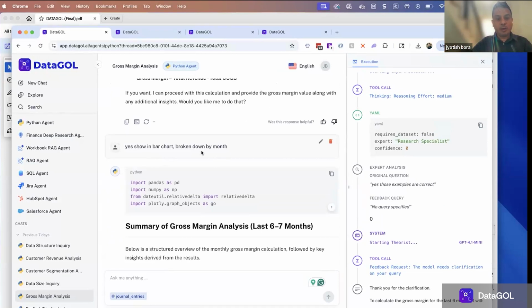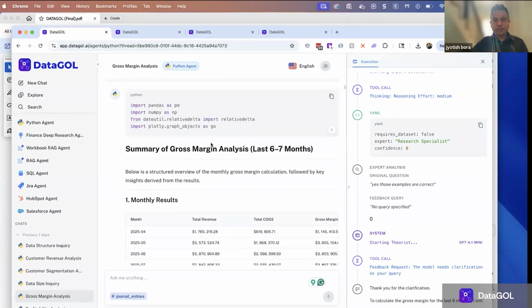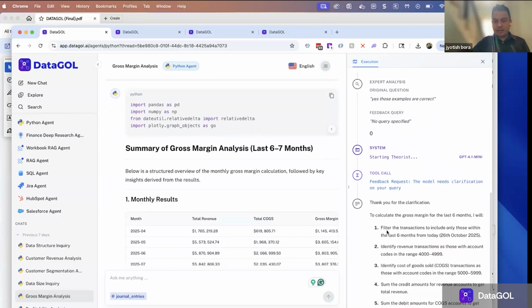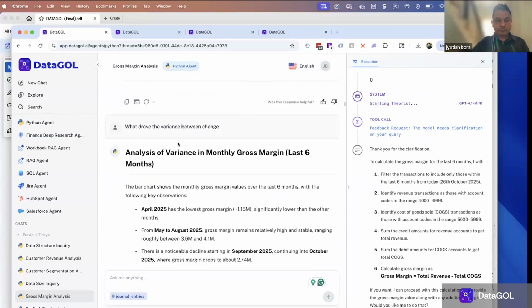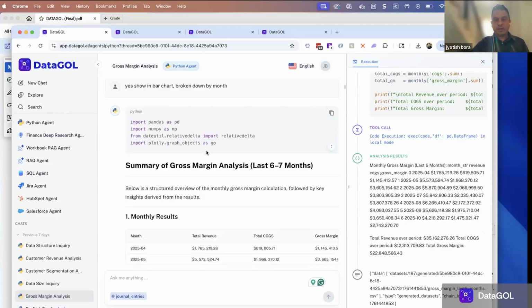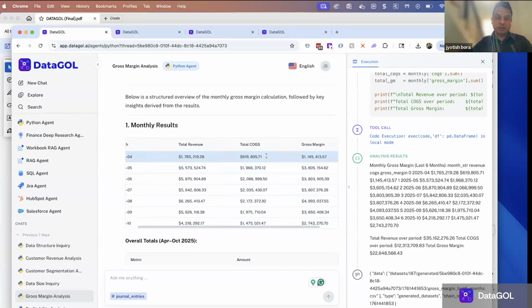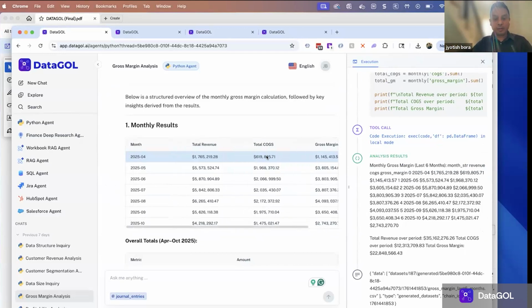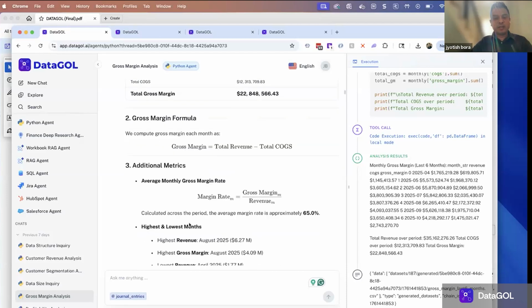Show me, do the breakdown by month and show me in a bar chart. So it goes ahead and does all the analysis, and all this time you can look here at the thinking process of the agent. Here it generated some Python code that was doing the analysis on the data set. It gave a monthly result of all the revenues, the COGS, and the gross margin broken down by month. It gave some more insights, such as what formula was used and some additional metrics.